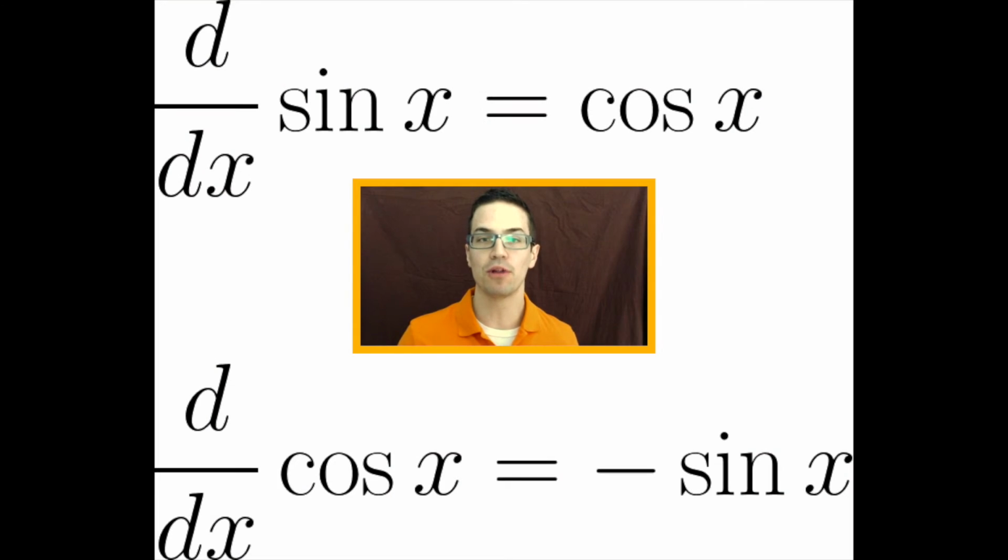So the main things that you want to pull out of this video are that the derivative of sine x is equal to cosine x, and the derivative of cosine x is negative sine x.